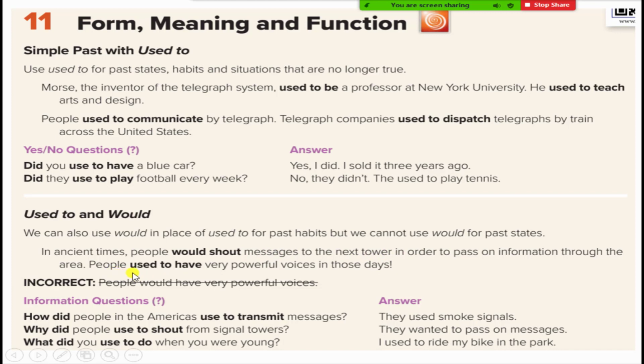The second example says: people used to have very powerful voices in those days.